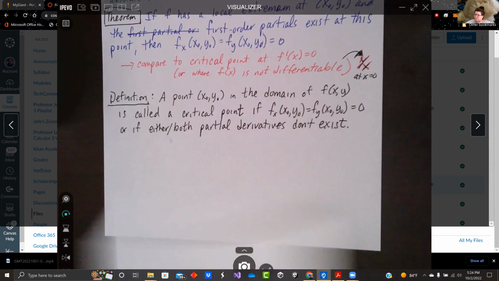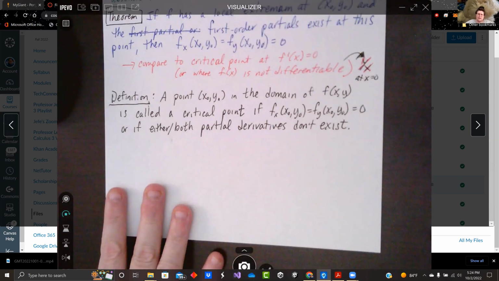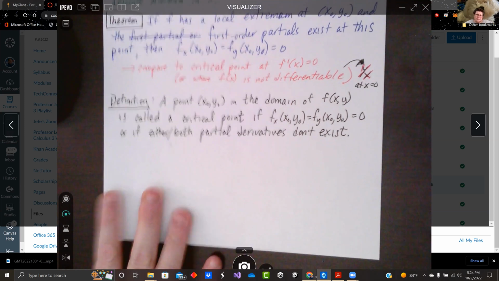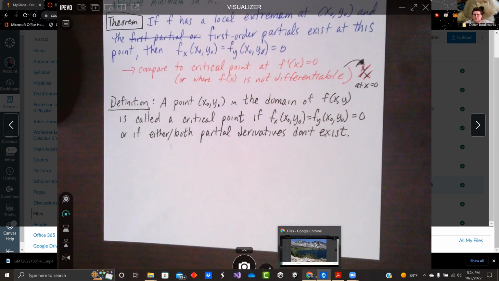And finally, a point x naught, y naught in the domain of f of x,y is called a critical point if the two partial derivatives equal 0, or either one of them doesn't exist. So we've got something going on there. Generally, if one doesn't exist, the other doesn't, but not necessarily.